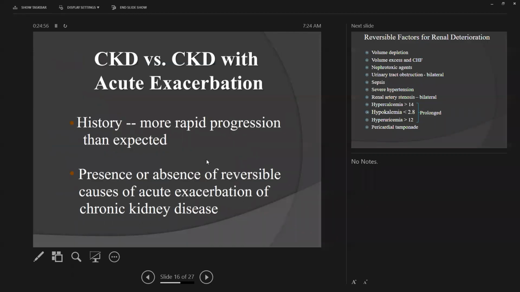Then we have a situation where the patient has chronic kidney disease. You know he has chronic kidney disease. You got it by his history. But all of a sudden, there's been deterioration, much faster than it should have been had they had chronic kidney disease. So we call that acute exacerbation of chronic kidney disease.